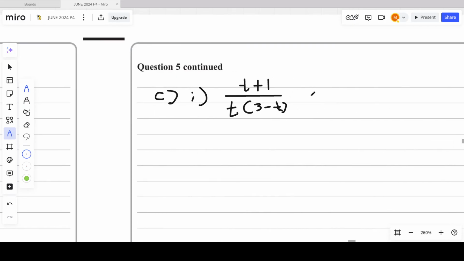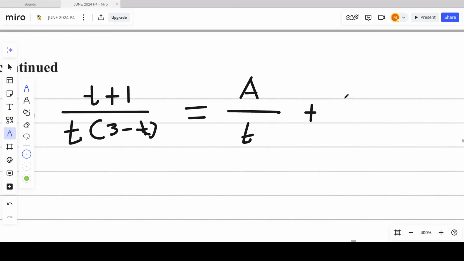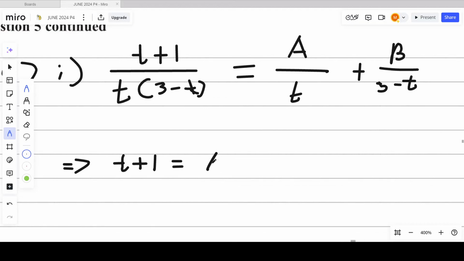Okay, so it can be written as what? Partial fraction. So we can write A over t plus B over 3 minus t, right? Okay, now we need to convert it to partial fraction, so we can multiply both sides by t times 3 minus t. So you'll get t plus 1 equals A times 3 minus t plus Bt, right?